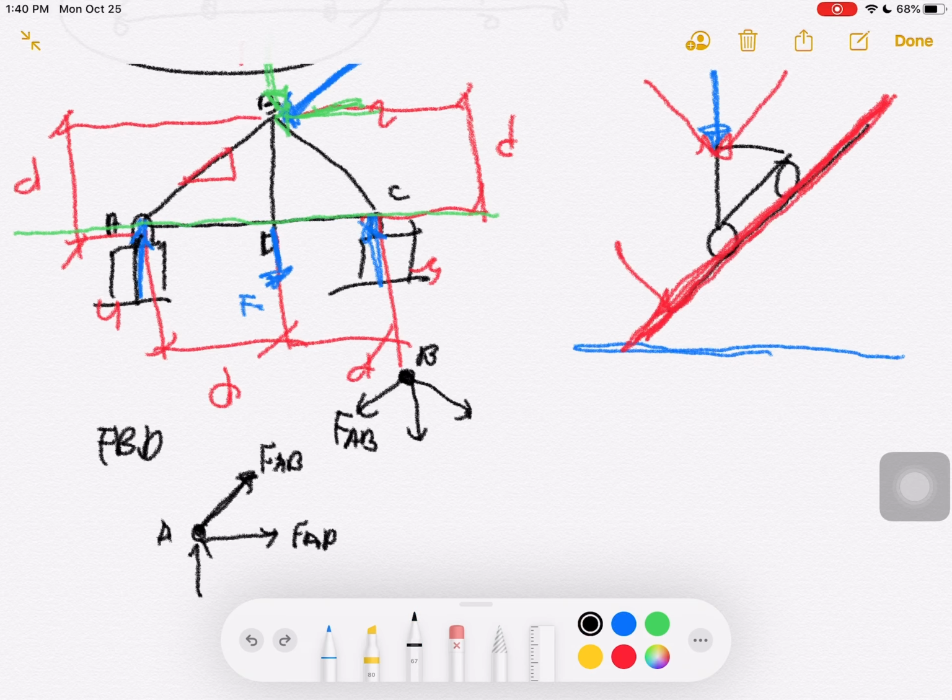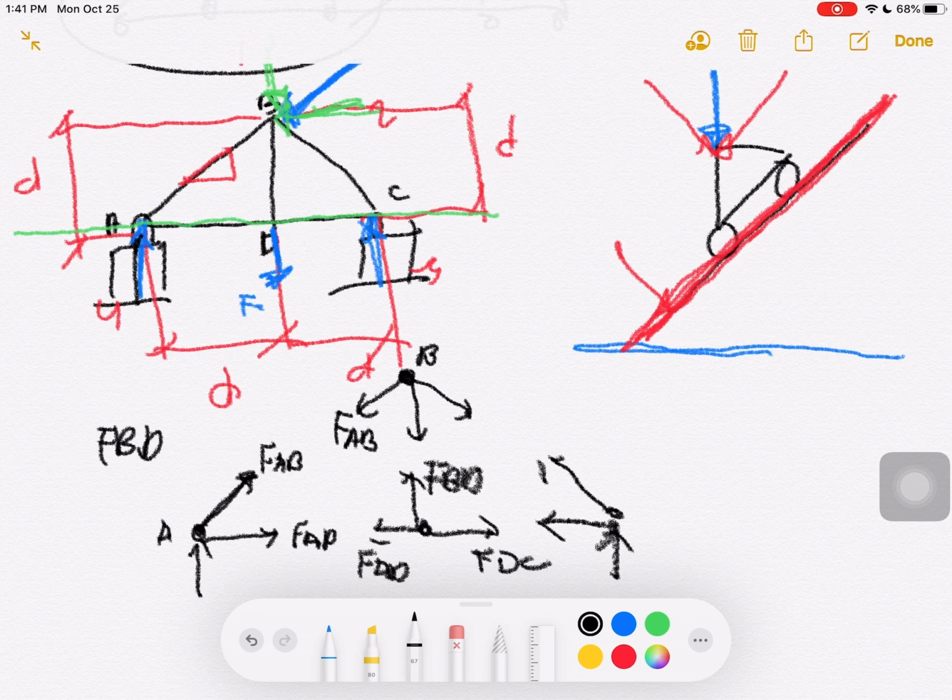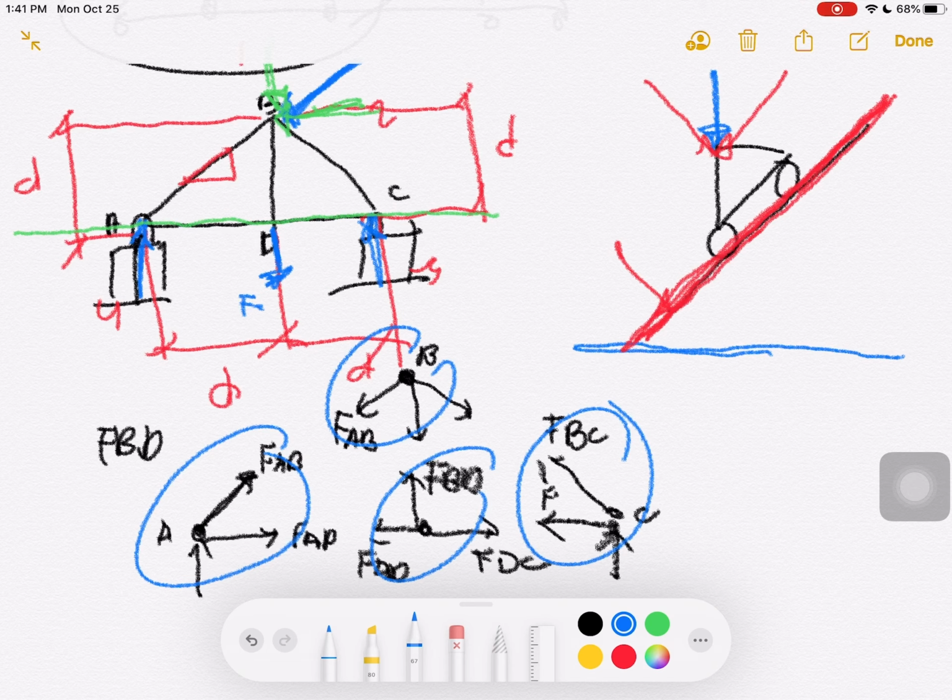Next one is point D. This is the center. At the center, we have force AD, force BD, and then force DC. Then finally, on the last portion here, the reaction, the force BC, and the force DC. So this is it. We have 1, 2, 3, 4. We have 4 free body diagrams because we have 4 joints. Each of these has its own calculation.